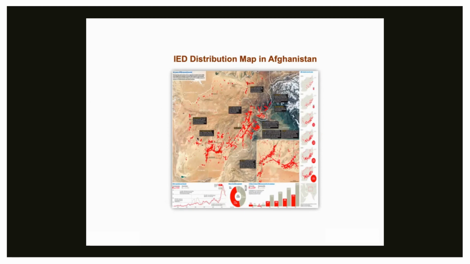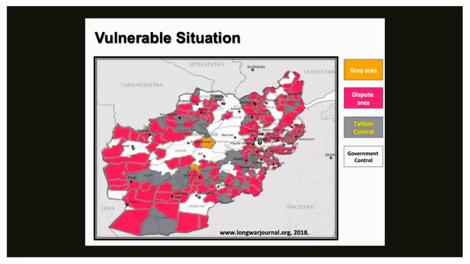We can see that there are homemade bombs all over Afghanistan. This is also because you can see that the red area is controlled by the Taliban. The government just controls the center, in Kabul or somewhere. The white area is controlled by the government, but the red is the conflicting area.